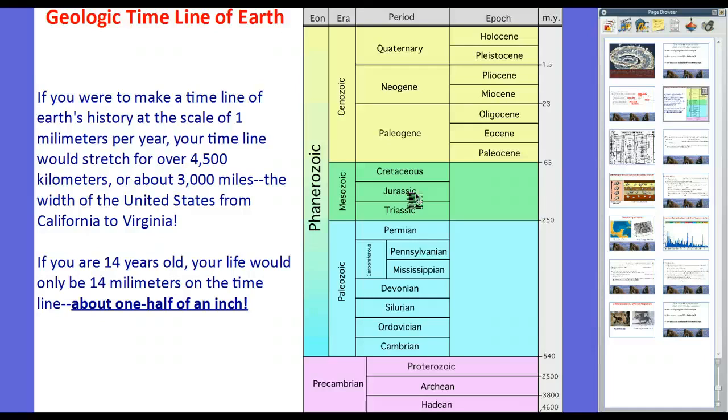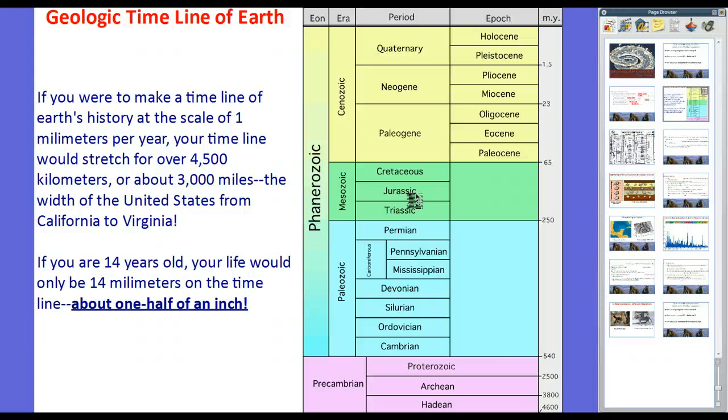Now, how do our lives fit in? Well, think about this. If you're an 8th grader, you're either 13 or 14 years old. Based on the same scale, your life would be 14 millimeters in length, so 1.4 centimeters. How long is 1.4 centimeters? About 1/2 of an inch. So how much of your life is there in comparison to the entire history of the Earth based on our dating methods? Apparently, not very much at all. 1/2 of an inch in comparison to the entire width of the United States. That's pretty small, pretty insignificant.